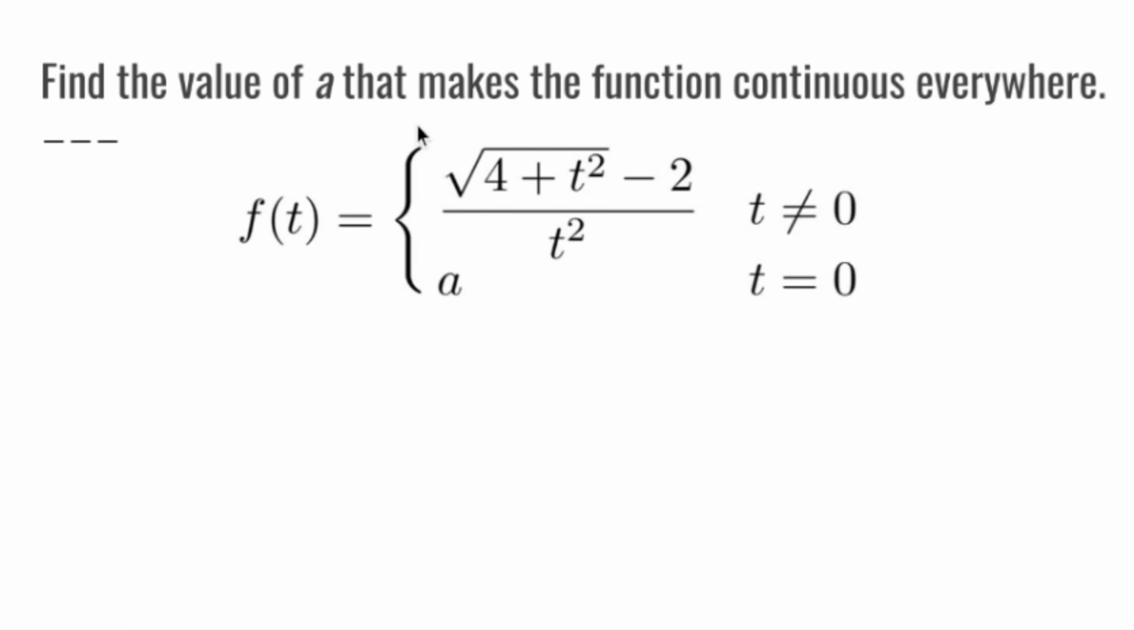Find the value of a that makes the function continuous everywhere. So we have ourselves a piecewise function. That's a mess, but it's over t squared. It tells you that t can't be 0. Well, it makes sense because if you were to throw in 0 for this guy, you would get 0 squared on the bottom, which is 0, which means you get an undefined function, which is impossible.